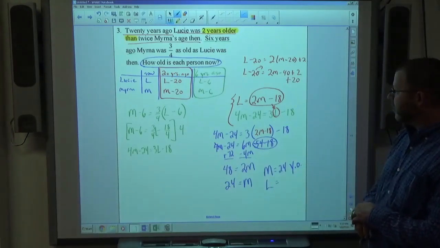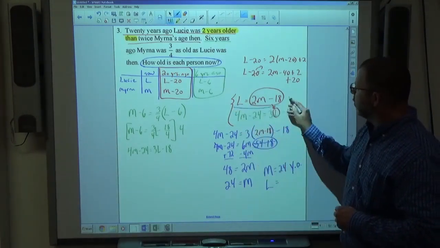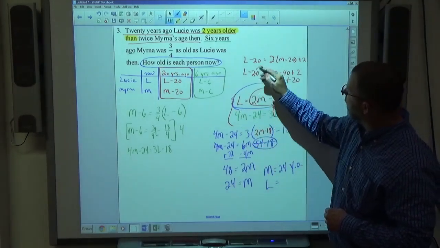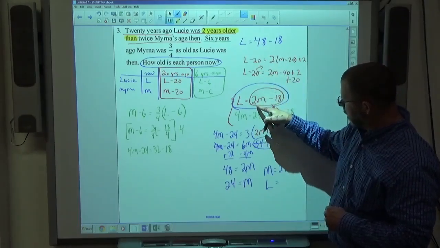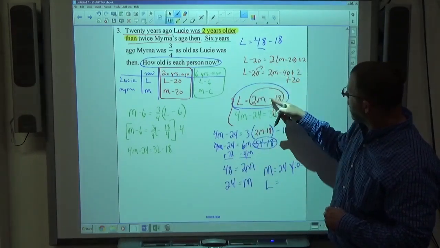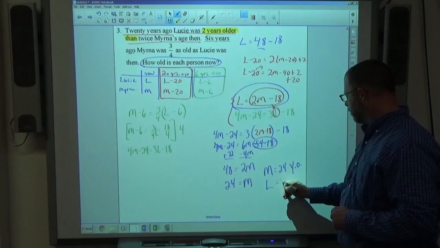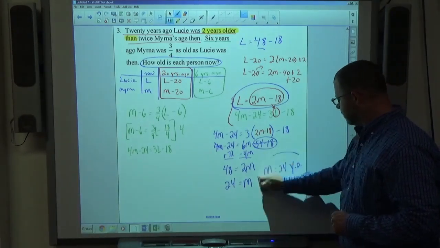The other age I need to find is Lucy's age. And I can go right here to find Lucy's age. I double Myrna's age, which would be 48, subtract 18, that should be Lucy's age. So again, 2 times 24 makes 48, minus 18 equals L. 48 minus 18 is 30 years old.